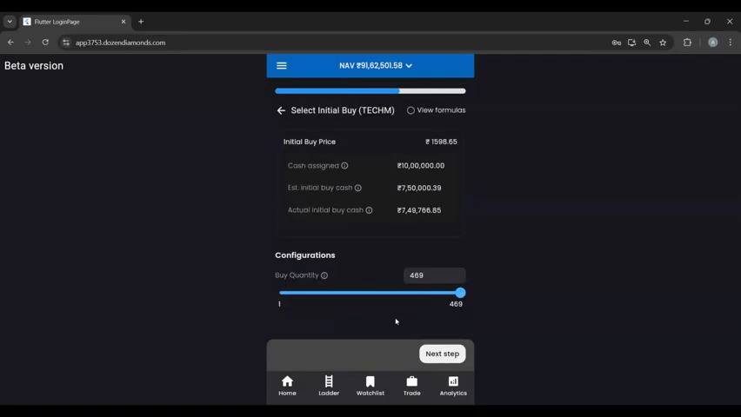In the next step, you can clearly see how much maximum buying quantity I can buy of this stock. All right. And according to the target price, my initial buy cash is calculated over here.